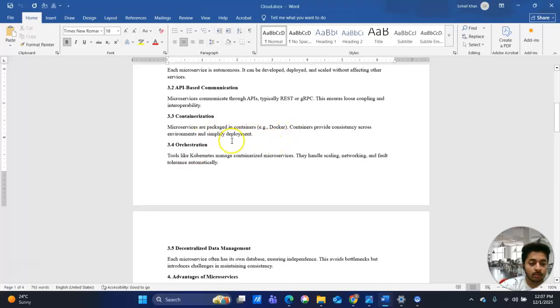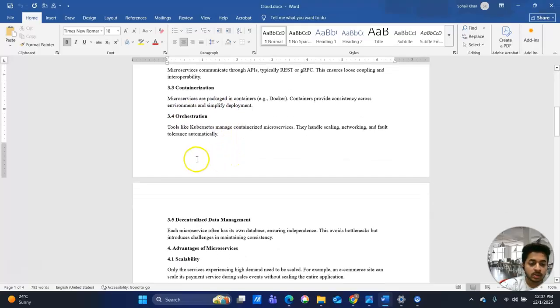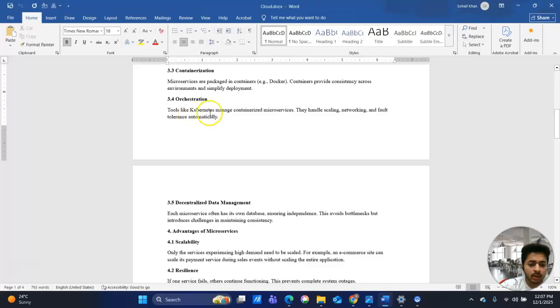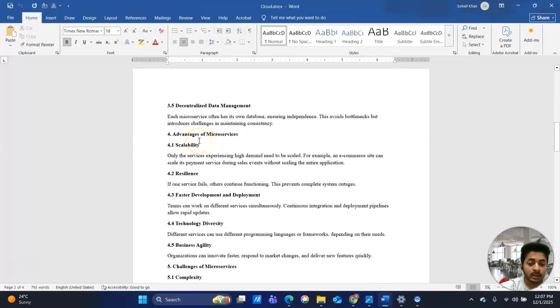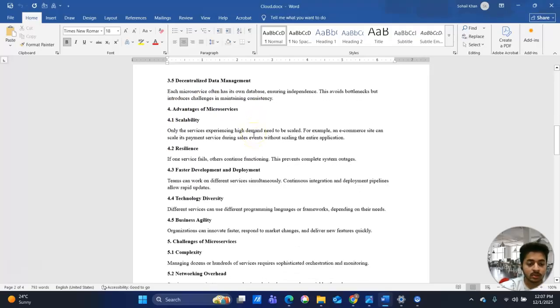For example, Docker containers provide consistency across environments and simplify deployment. Orchestration: tools like Kubernetes manage containerized microservices and handle scaling, networking, and fault tolerance automatically. Decentralized data management: each microservice has its own database, ensuring independence. This avoids bottlenecks but introduces challenges in maintaining consistency.